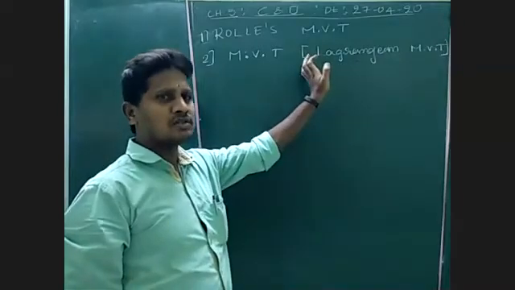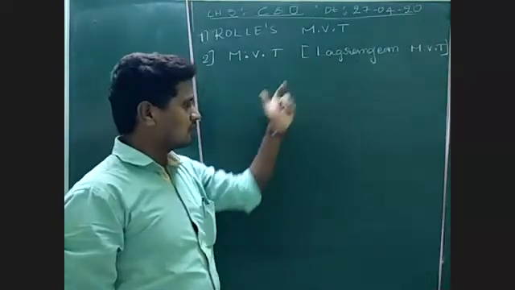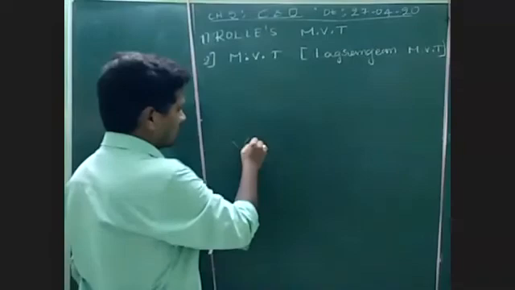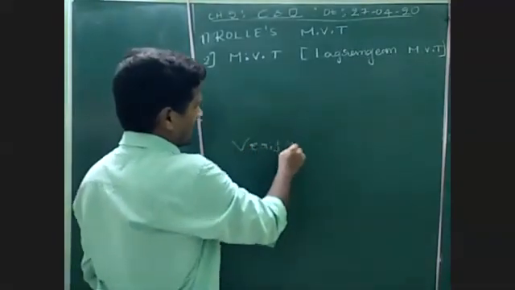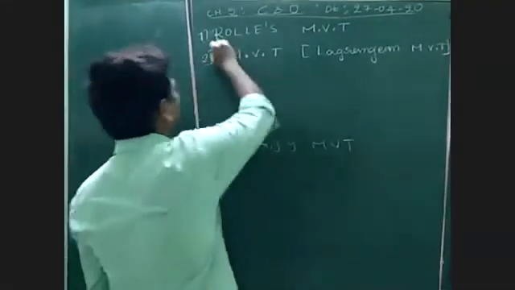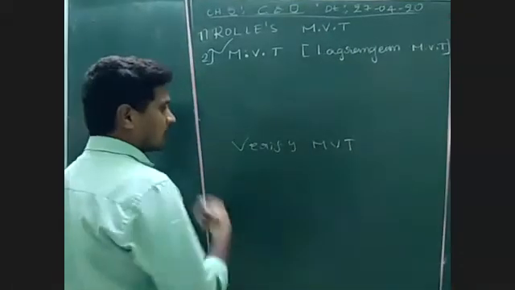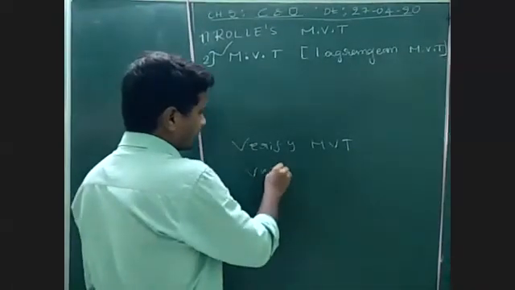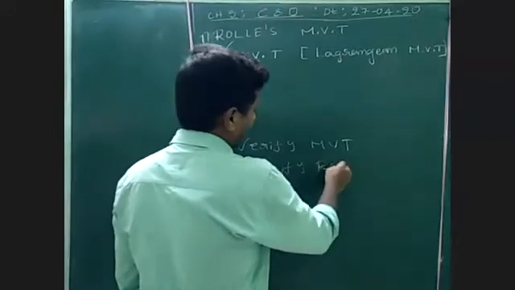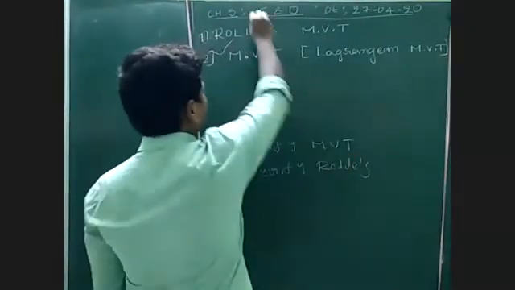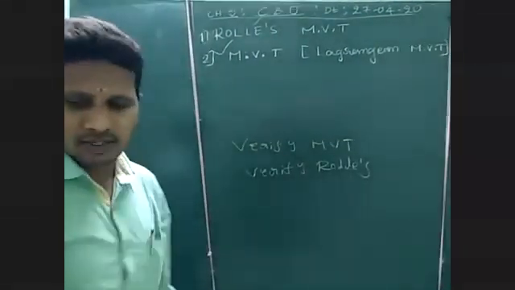In some questions, how will they do it? They just say verify the mean value theorem, which is nothing but the second one. Particularly, if they mention verify Rolle's mean value theorem, it means the first theorem. Okay, only 2 theorems are there.